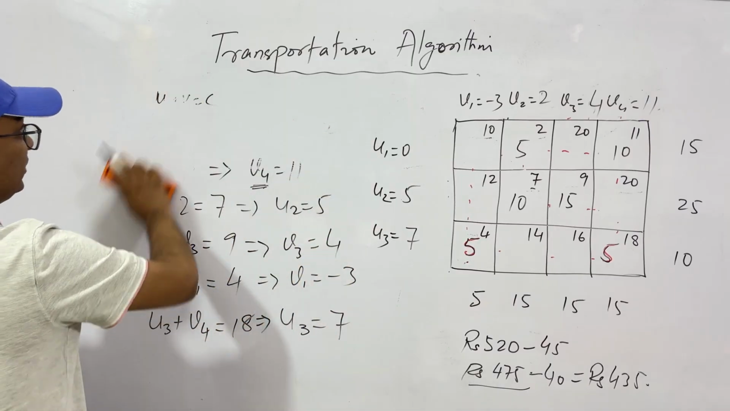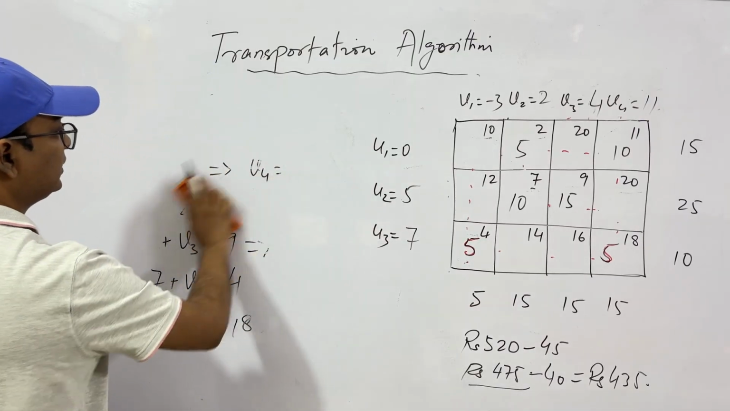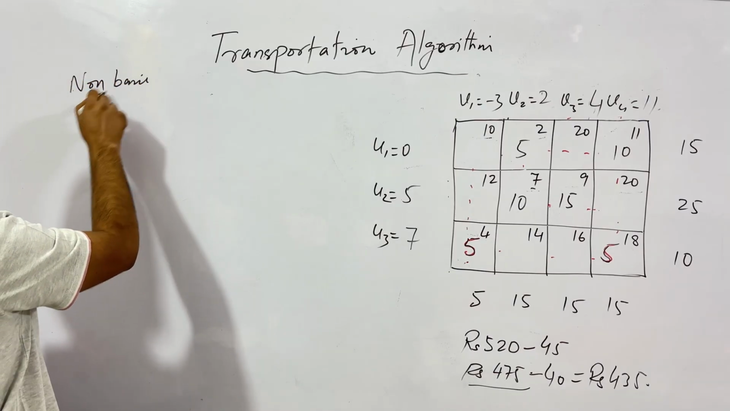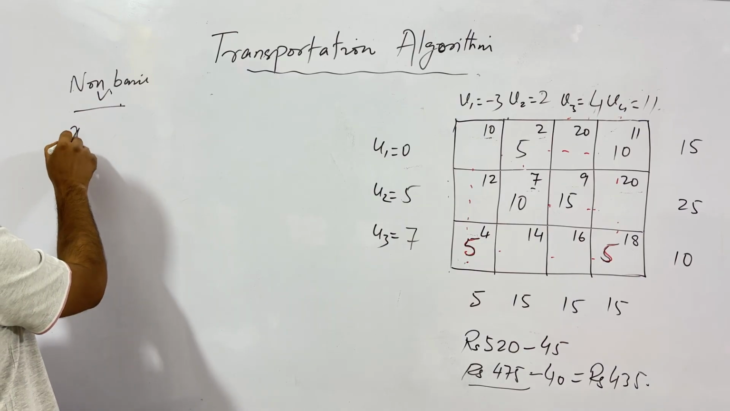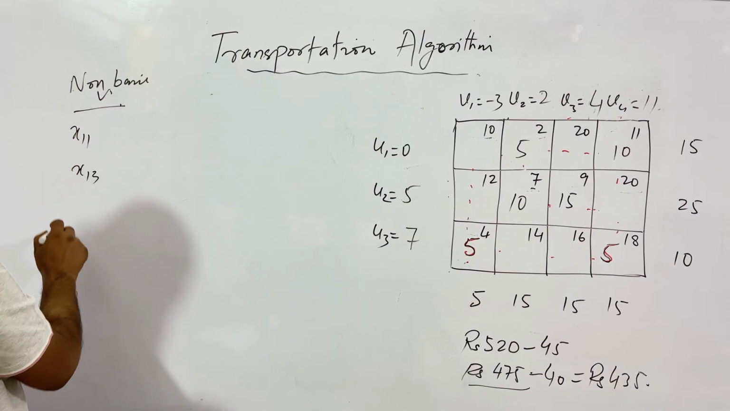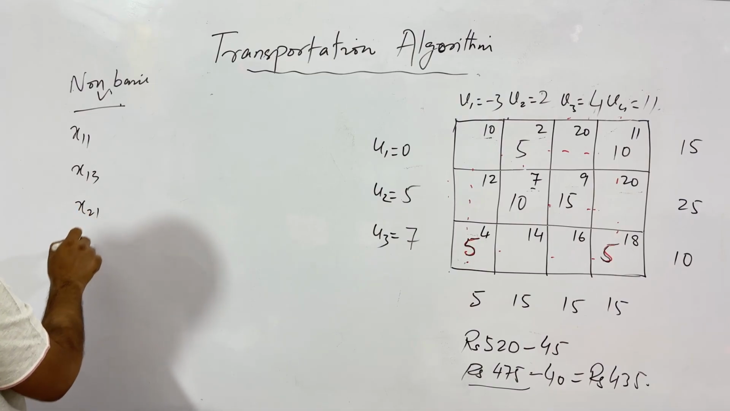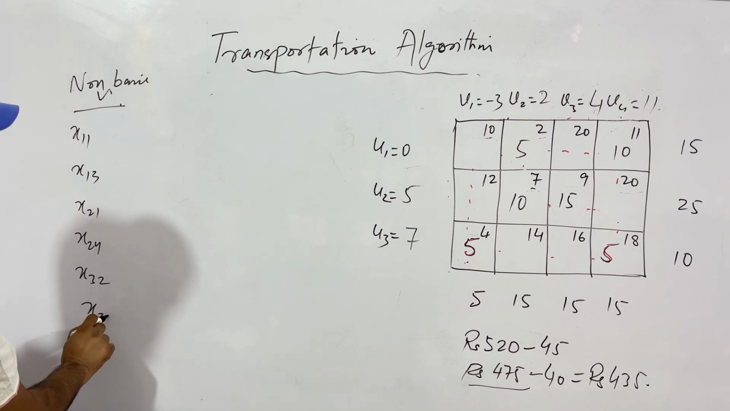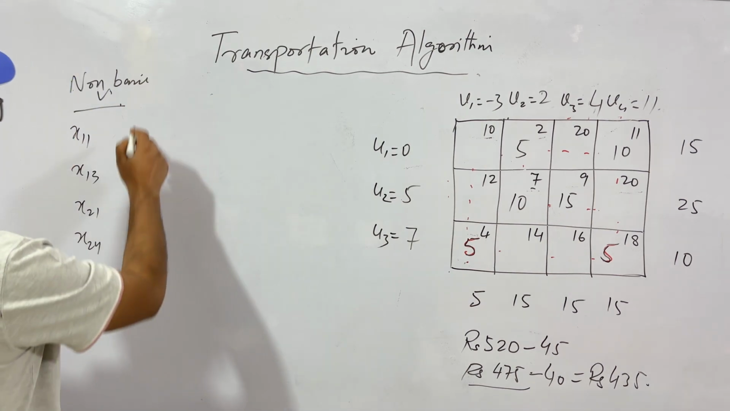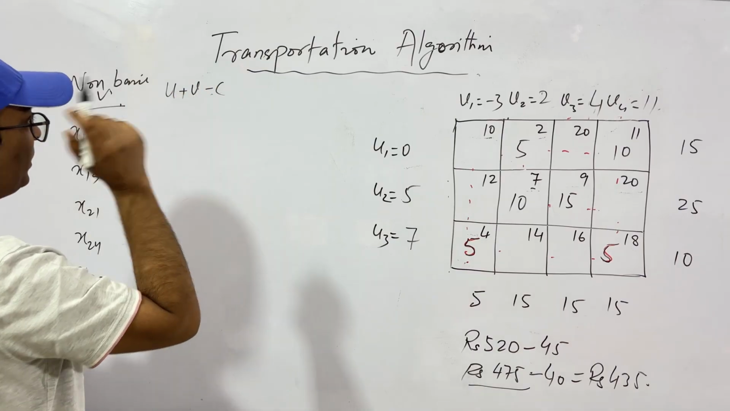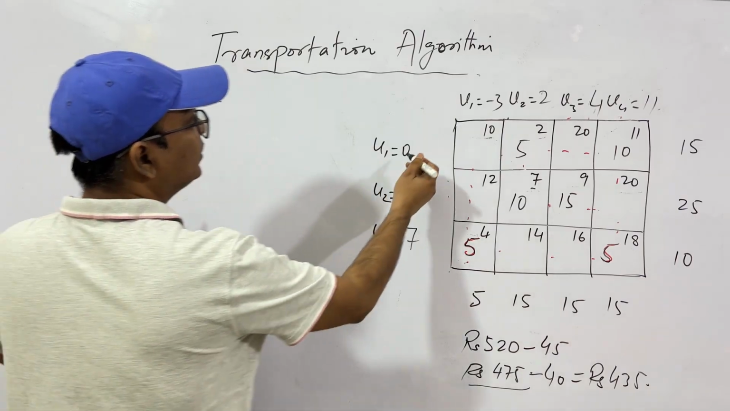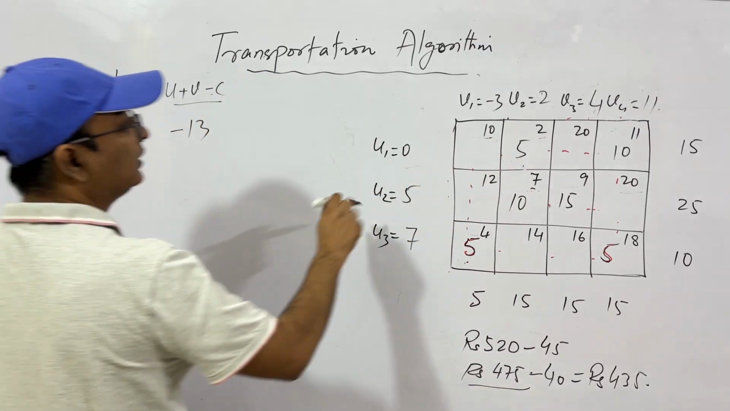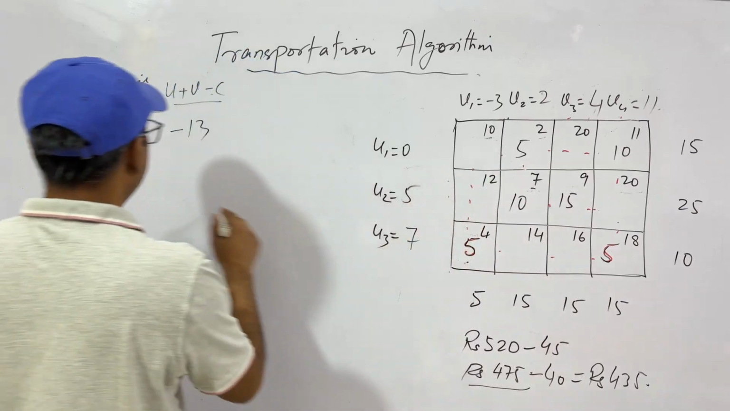Now let's see the non-basic variables. That will tell whether our solution is optimal or not. The non-basic variables are x11, x13, x21, x24, x32, x33. Let's find the value of u plus v minus c. For 1,1: 0 plus minus 3, so minus 3 minus 10, it will be minus 13. For 1,3: 1 is 0 and 3 is 4, so 4 minus 20, it is minus 16.